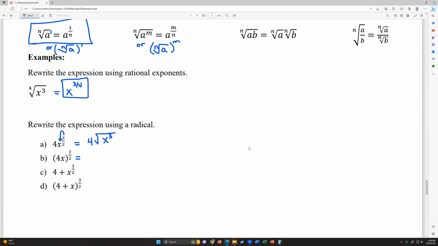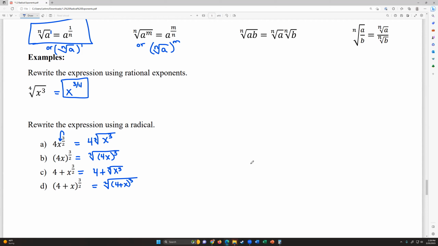On this one, the whole thing is going to be under the square root. So it's going to be square root of 4x, still in a parentheses, raised to that numerator power. Okay. For this one, the 4 is not included in the radical, so it'd be 4 plus the square root of x to the 3rd. You can write your 2's in there if you need to see them. And then this one, everything's going to be under the radical. So this would be square root of 4 plus x. Notice I'm keeping it all in a parentheses, cubed.